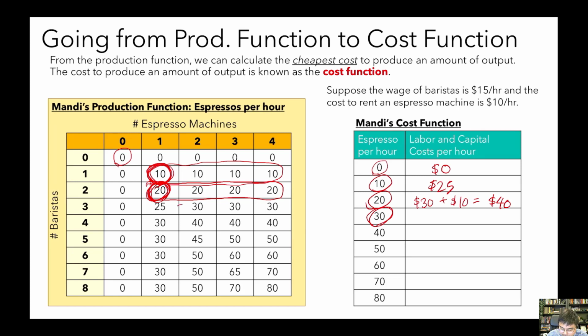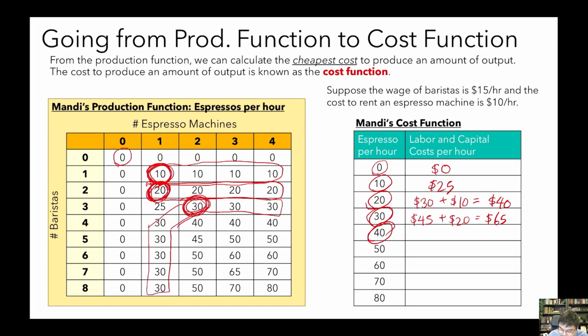In order to make 30 espressos per hour, these are all the ways in which we can make 30 espressos per hour, right? And what turns out to be the cheapest way? Well, espresso machines are cheaper than hiring baristas, and so the cheapest way is actually to have 3 baristas and 2 espresso machines. And so the cost for that would be $45 for the 3 baristas, and then $20 for the 2 espresso machines, right? And so that would be $65 an hour, okay?